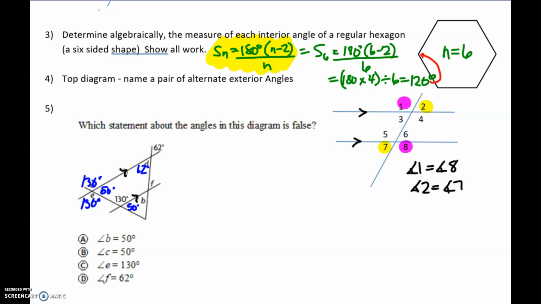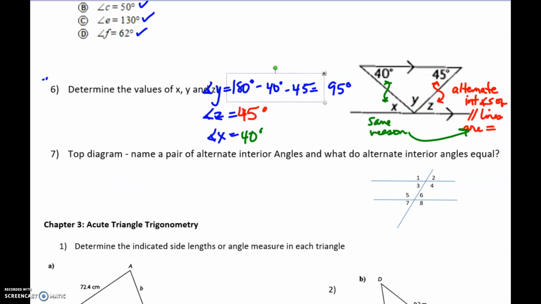And now we're looking for angle F. Angle F is alternate interior to this angle. We know that alternate interior angles are equal, so then F must be 62 degrees. So which of these statements is false? Oh, we didn't do B. B is straight across from F, vertically opposite. We say it's 62. This is false. C is 50, that's true. E is 130, F is 62.